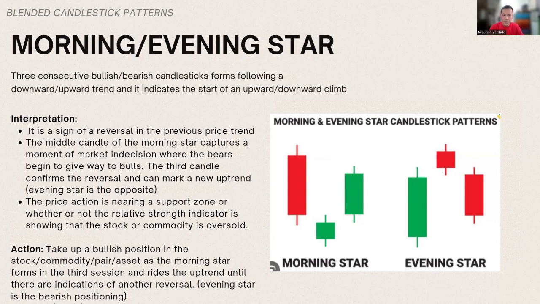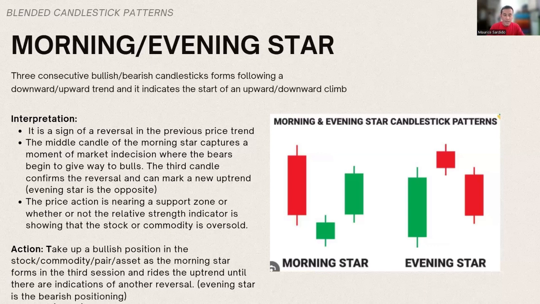The middle candle of this pattern captures a moment of market indecision where the bears begin to give way to the bulls for the morning star, or the bulls giving way to the bears for the evening star pattern. The third candle confirms the reversal of the price and can mark a new uptrend for the morning star and a downtrend for the evening star pattern. Also consider whether the price action is nearing the support zone, or whether the relative strength indicator is showing that the stock or commodity is oversold.